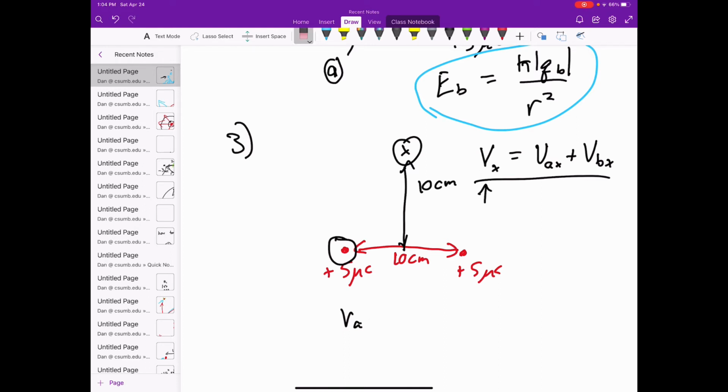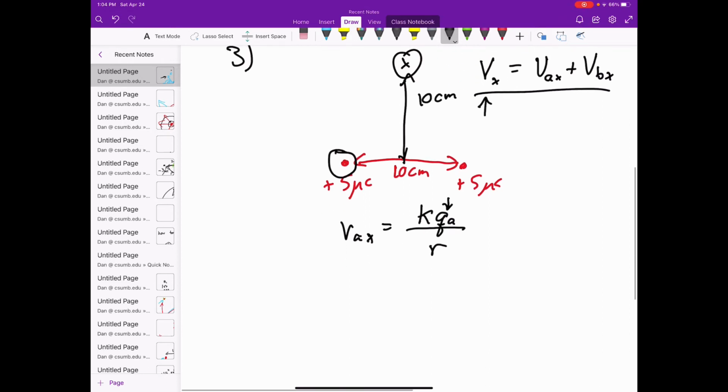V_A at x is equal to, the equation for potential is k times Q_A divided by r. All right, so that's how I'm going to find the potential at point x. Now Q, this is a positive charge. There's no absolute values for this part of the problem. So that's 5 microcoulombs there. And that distance r, again, you're going to find that using Pythagorean theorem. It's going to be the same distance you found in the previous problem, because this is 5 centimeters and that's 10 centimeters. So this is r, I guess r_1 or r_A.